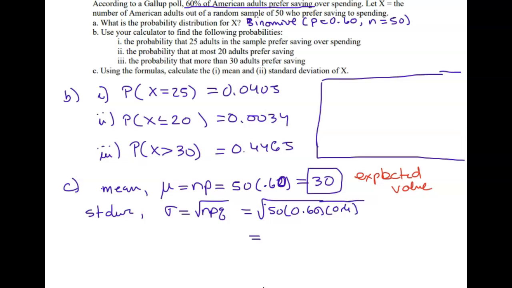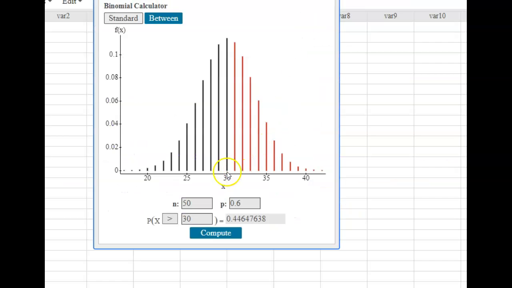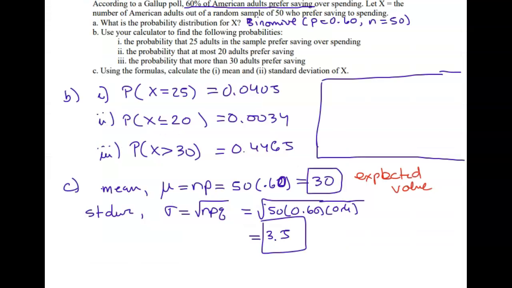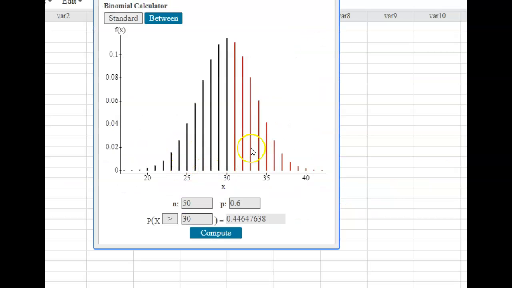So we have the square root of 50 times 0.6 times 0.4. Take the square root of that, and we get about 3.5. That's the standard deviation. And again, in StatCrunch, 30 is the mean. You can see it in this symmetric distribution, at the center. And the standard deviation of 3.5 gives you the spread.